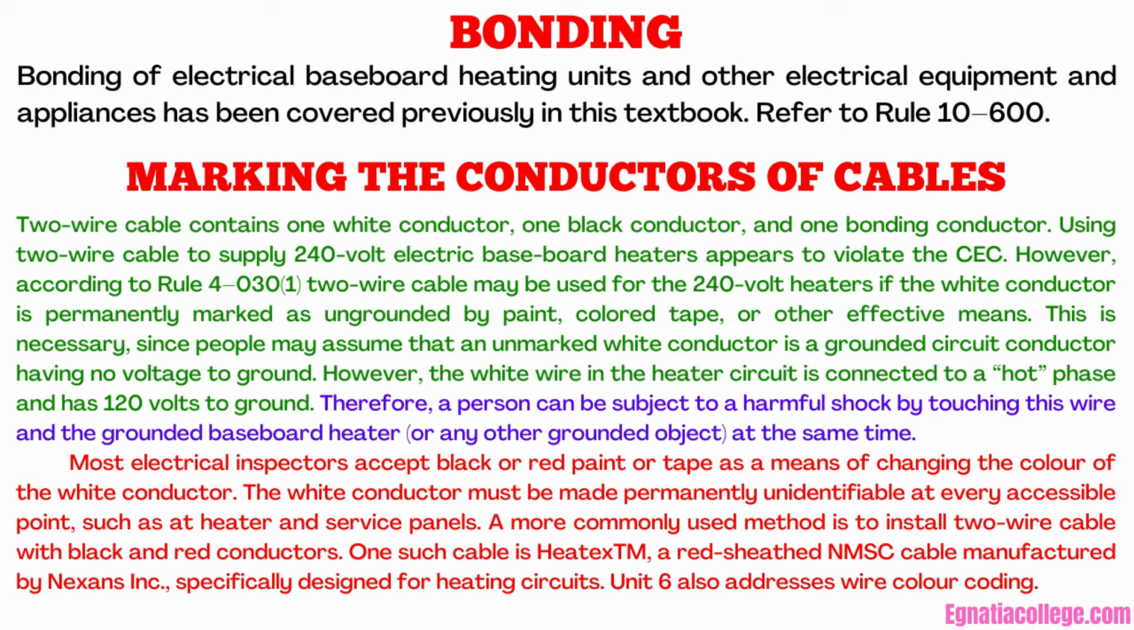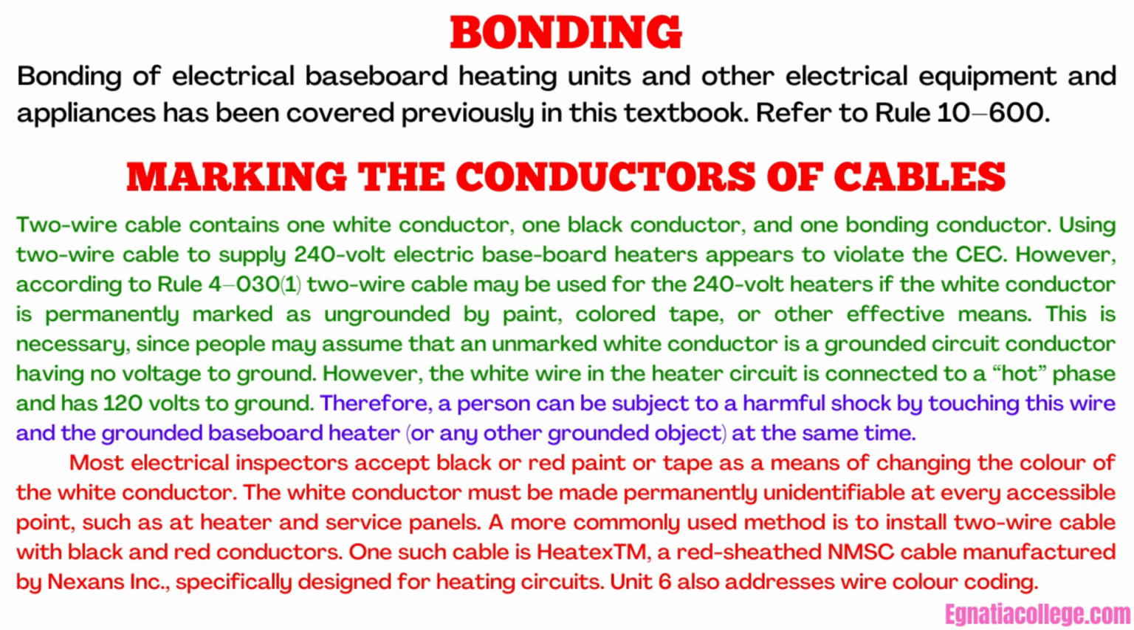This is necessary, since people may assume that an unmarked white conductor is a grounded circuit conductor having no voltage to ground. However, the white wire in the heater circuit is connected to a hot phase and has 120 volts to ground. Therefore, a person can be subject to a harmful shock by touching this wire and the grounded baseboard heater, or any other grounded object, at the same time. Most electrical inspectors accept black or red paint or tape as a means of changing the color of the white conductor. The white conductor must be made permanently unidentifiable at every accessible point, such as at heater and service panels.